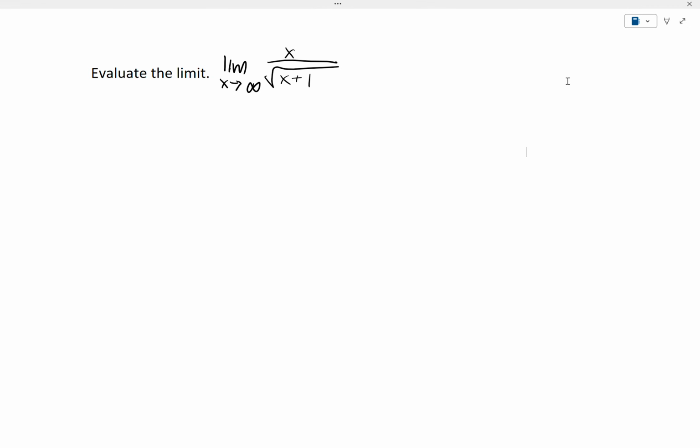So how do we do this? Well, let's just plug in infinity and see what we get for our value. So we end up getting infinity over infinity plus 1. That's just infinity. And then we're taking the root of infinity, which is also just infinity.